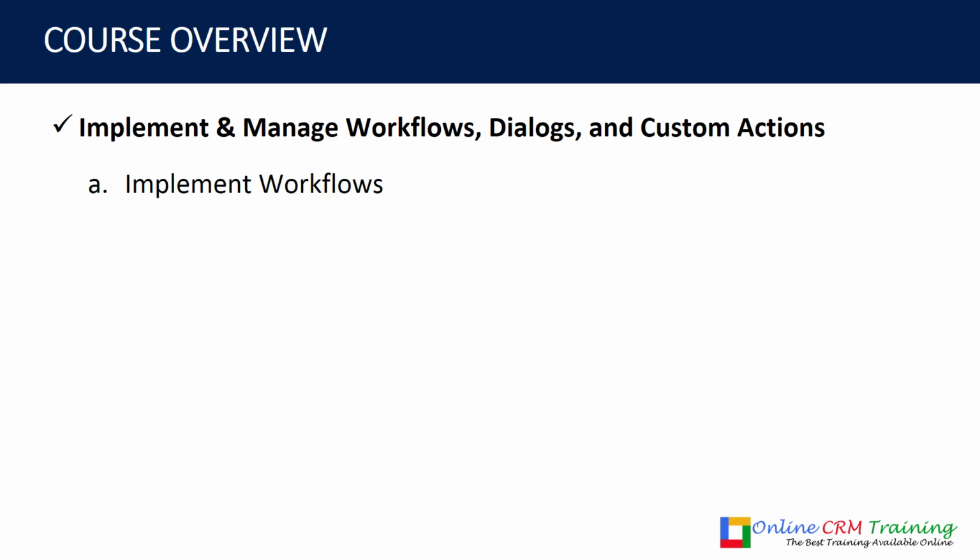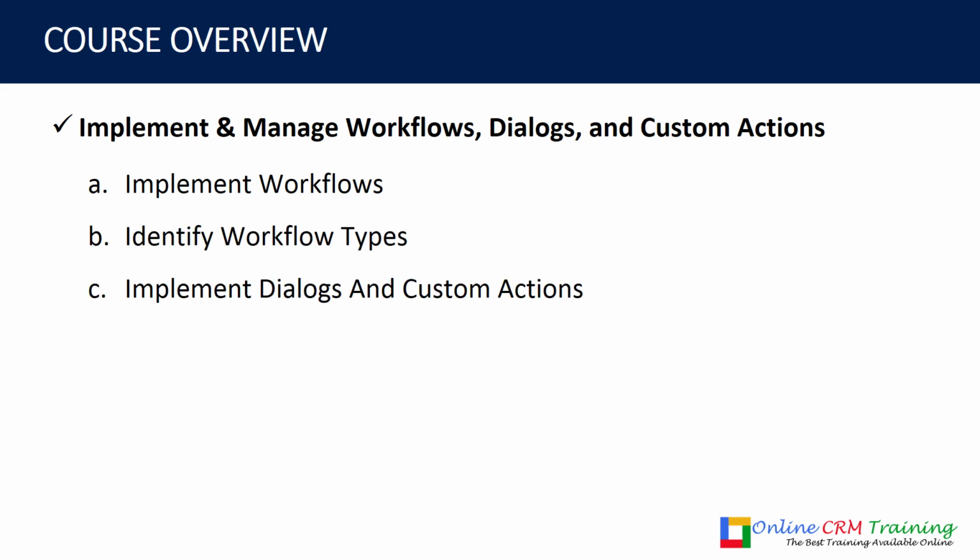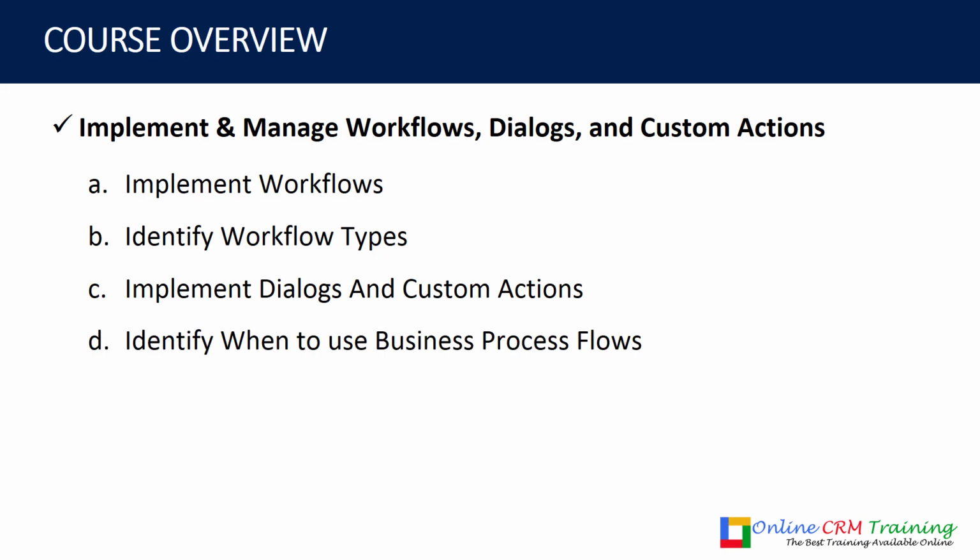The first thing is how to implement workflows and, most importantly, why to use workflows. We'll identify the different workflow types. Once you understand the workflows, the next thing is how to implement dialogues and custom actions. I'll take you through an example of how to implement dialogues, why they should be used, and how to use custom actions. And then finally, when to use business process flows.